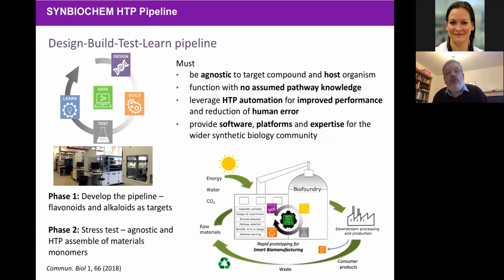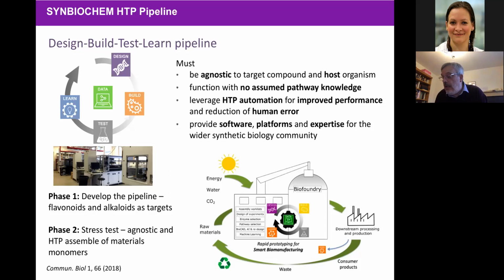And so in establishing the SymbiochEM pipeline, we set out really to achieve a number of objectives. First of all, the pipeline should be agnostic to the target compound that we want to produce, and also to a certain extent to the host bacterial organism, so that we can support the production of many different chemicals from different host organisms. Secondly, it should leverage high throughput automation to ensure rapid delivery of new strains, and this improved performance should also reduce human error in the engineering programs. Third, we set out to provide software, platforms, and expertise that could then be readily adopted by the wider synthetic biology community.